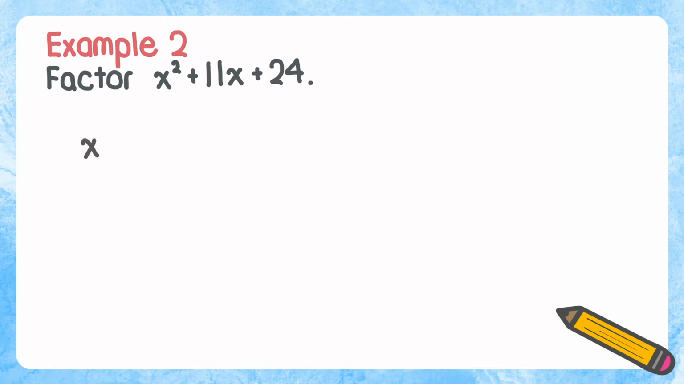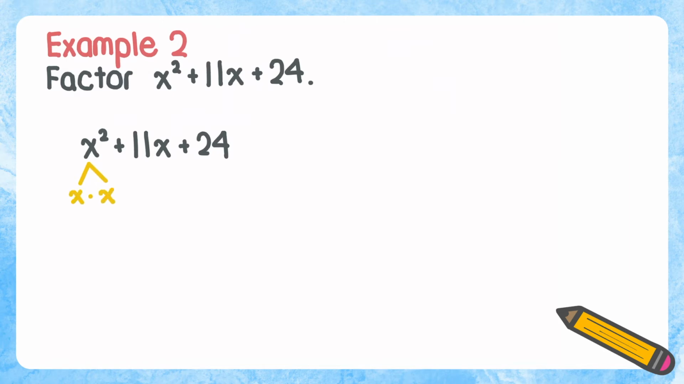Alright, so let's take a look at another example. So again, we are going to factor by using the method of exhaustion. So factor x squared plus 11x plus 24. Alright, so let me rewrite that. X squared plus 11x plus 24. Alright, so I want to break down the first term, the x squared. So there's only one way that breaks down. So this is just going to be x times x.